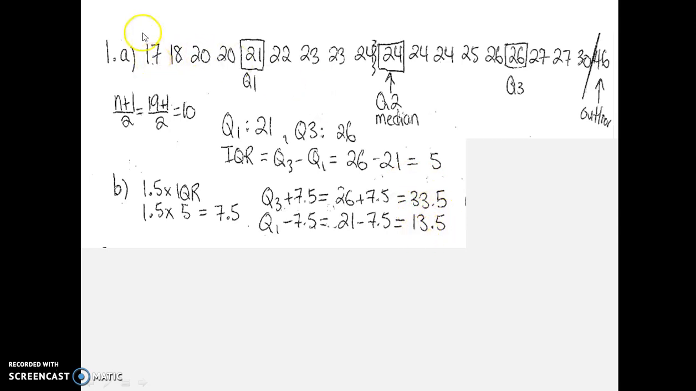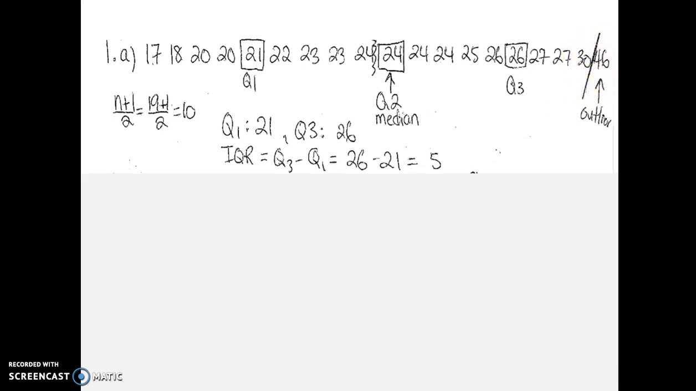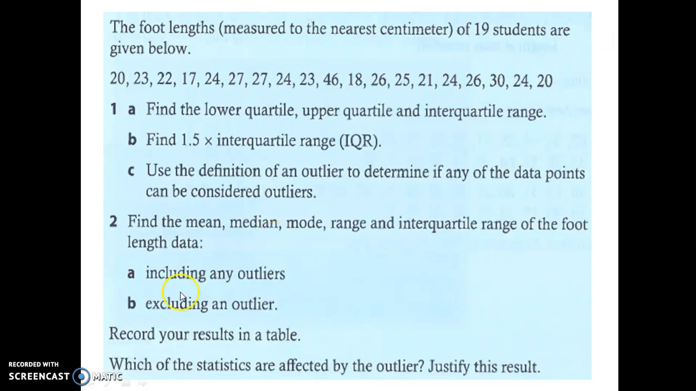Let's look at our data. Is anything below 13.5? No. Go to the upper end. Is anything above 33.5? Yes, 46. 46 is our outlier. All right, and over here, final thing, find the mean, median, mode, range, and IQR, including outliers, and then remove the outlier and calculate all these again and find them excluding the outlier.